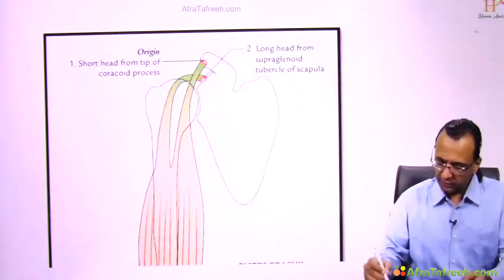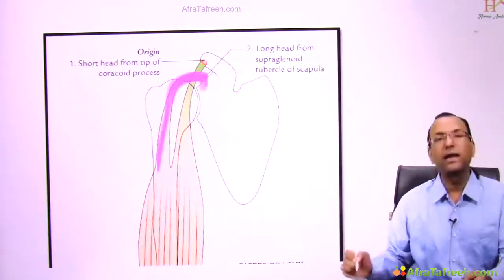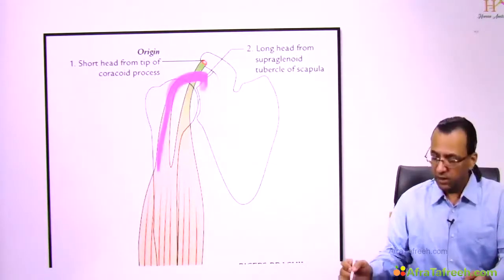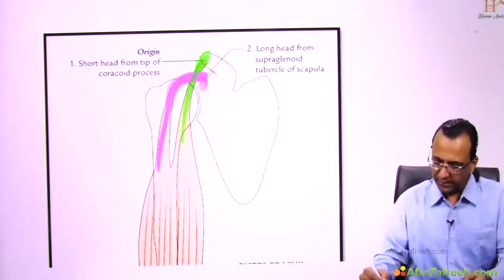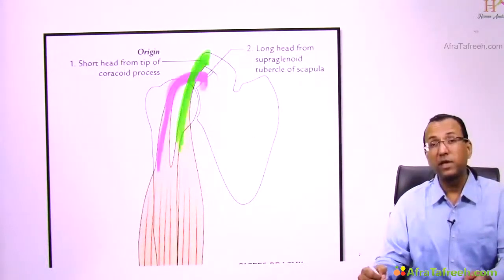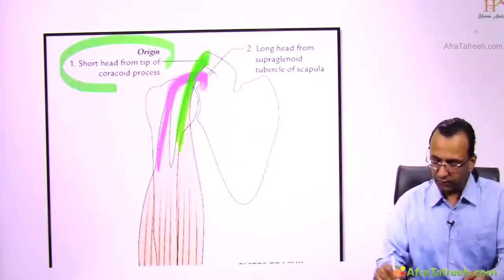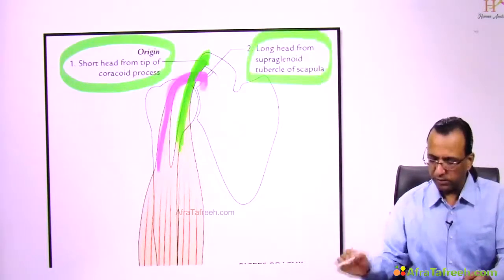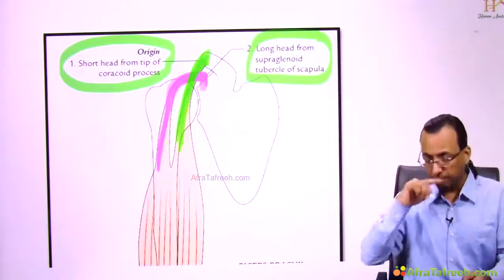The origin of the long head of biceps brachii is the supraglenoid tubercle about the glenoid cavity of scapula. And if you are talking about the short head of the biceps brachii, then it is the tip of the coracoid process. So short head from the tip of coracoid process, and long head from the supraglenoid tubercle of the scapula. Yes, that is the origin of the biceps muscle.